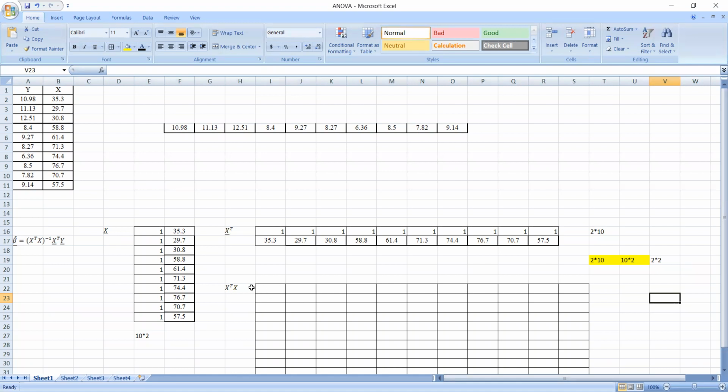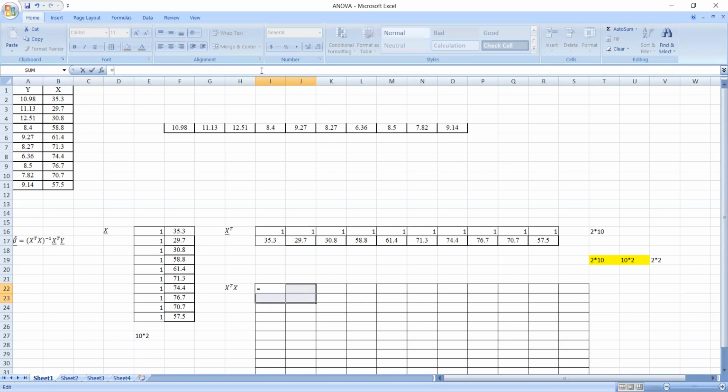So in this case, now I'm going to take the product. You can see it's a 2 by 2 matrix. That is X transpose into X. In Excel, if you want to calculate the product of two matrices, first you have to check the dimensions of the result. Now we can see the result will be a matrix with 2 rows and 2 columns. So here you have to select 2 rows and 2 columns, and then go to the function bar and write equal.